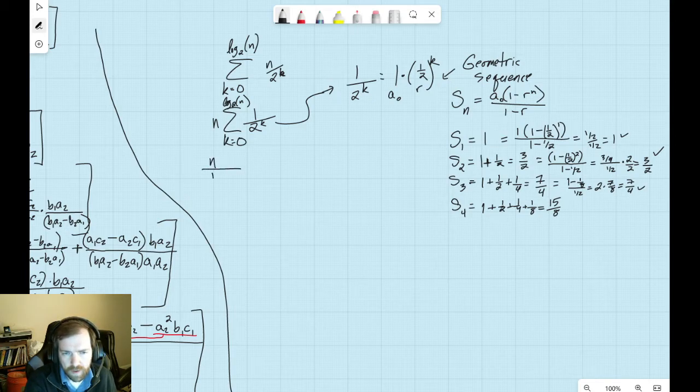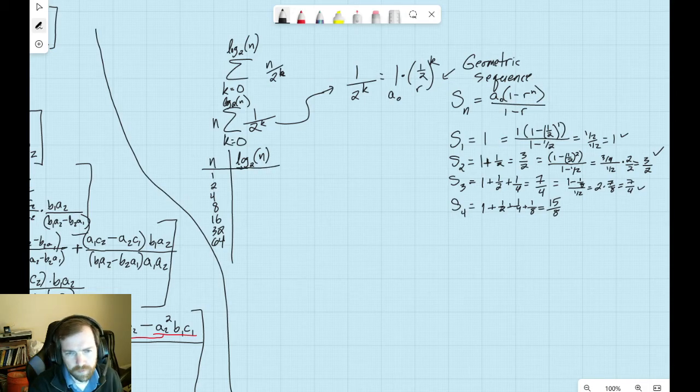So for n being 1, 2, 4, 8, 16, 32, and 64, what are we then going to be able to get for log base 2 of n? This is just going to count up. So what exponent on 2 is going to get me 1? Okay, that's an exponent of 0. What exponent on 2 is going to give me 2? That's 1. What exponent on 2 is going to get me 4? It's 2, 3, 4, 5, 6.